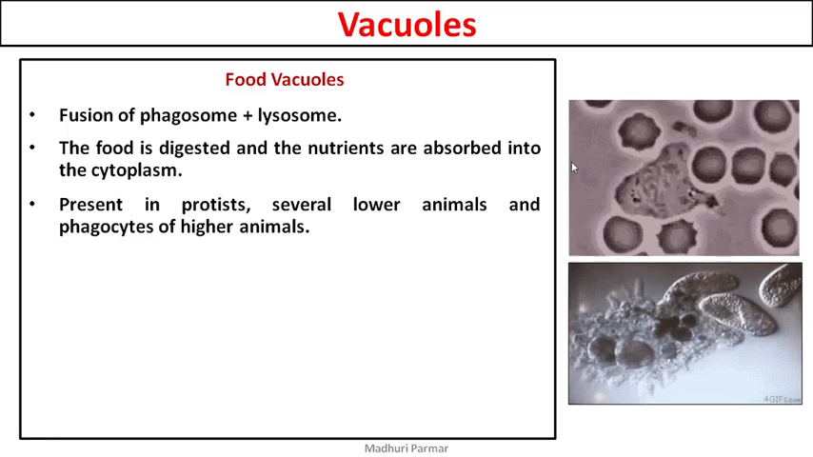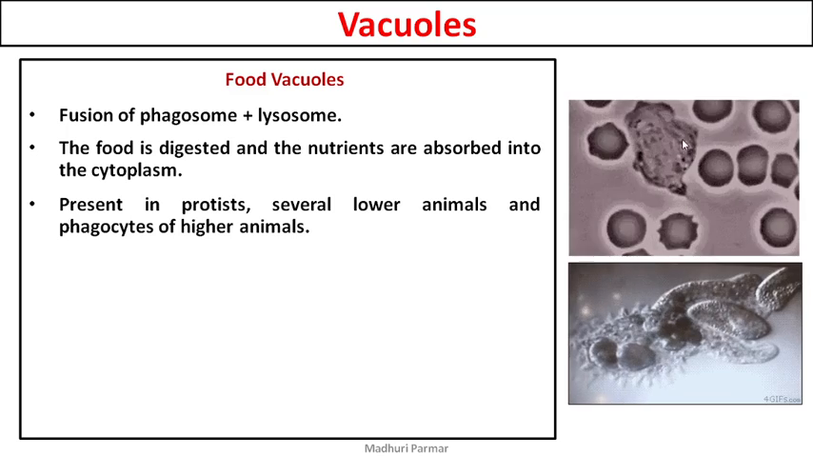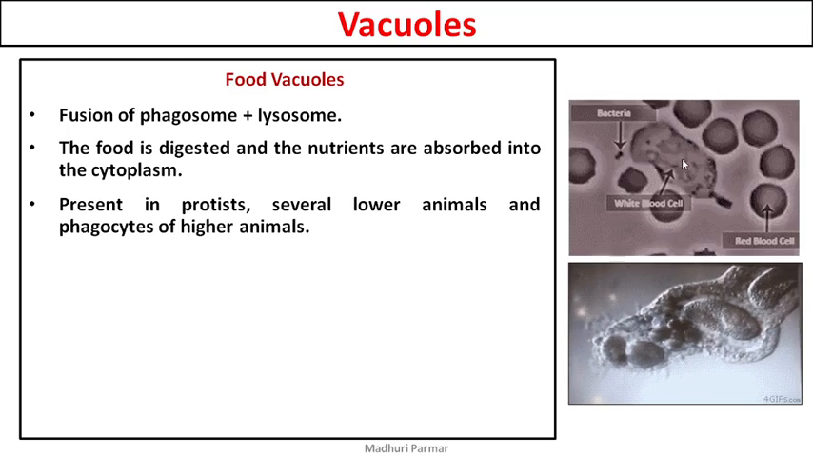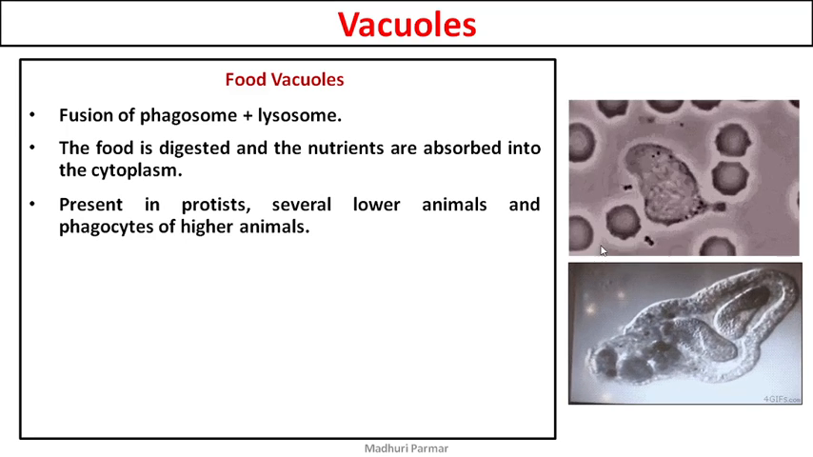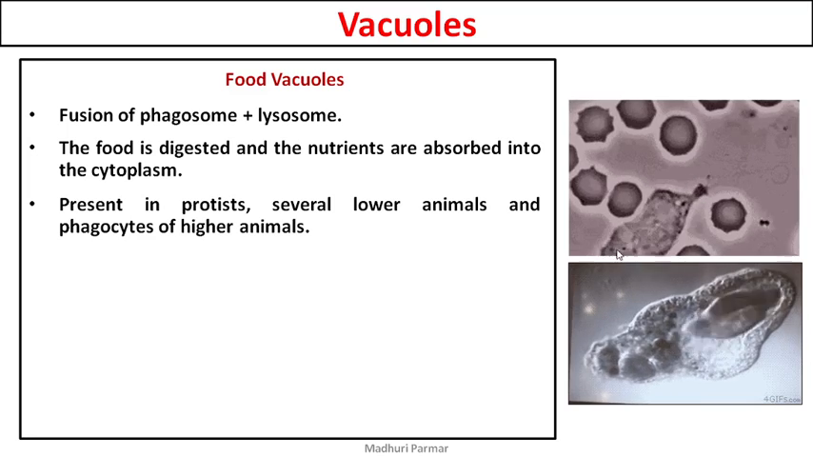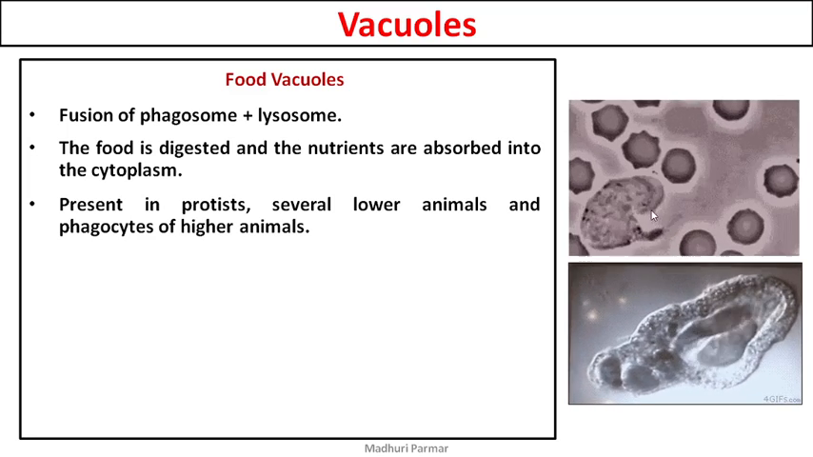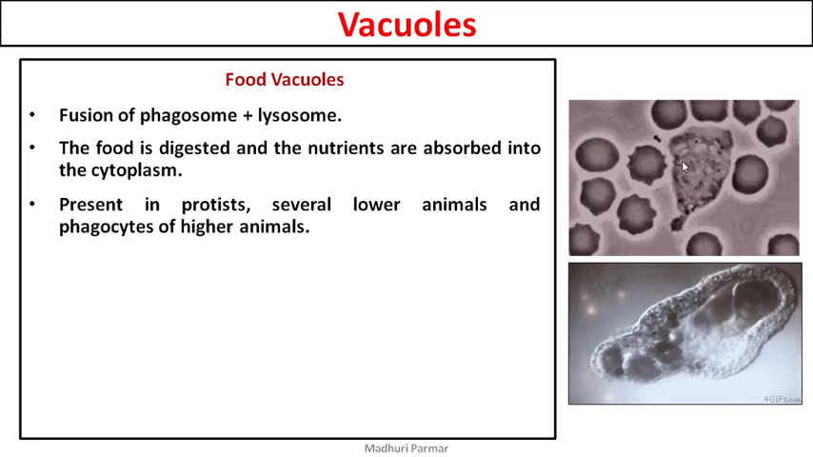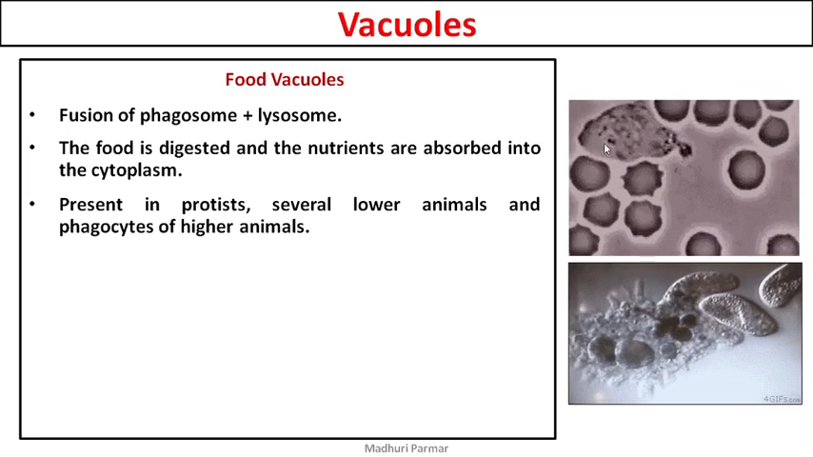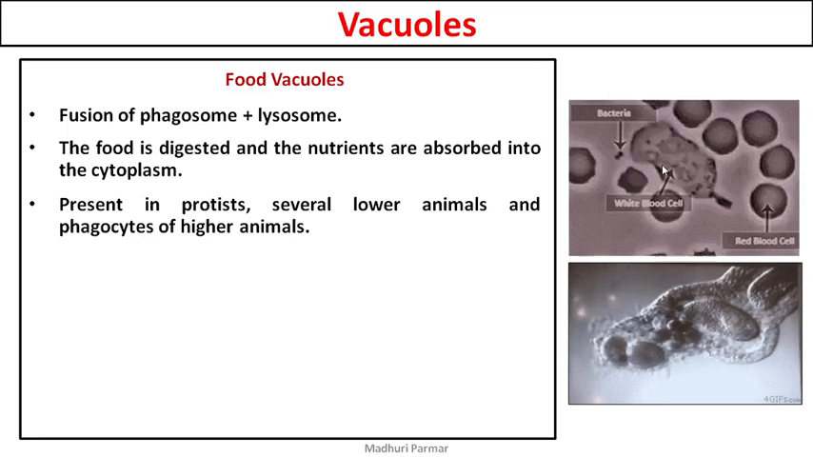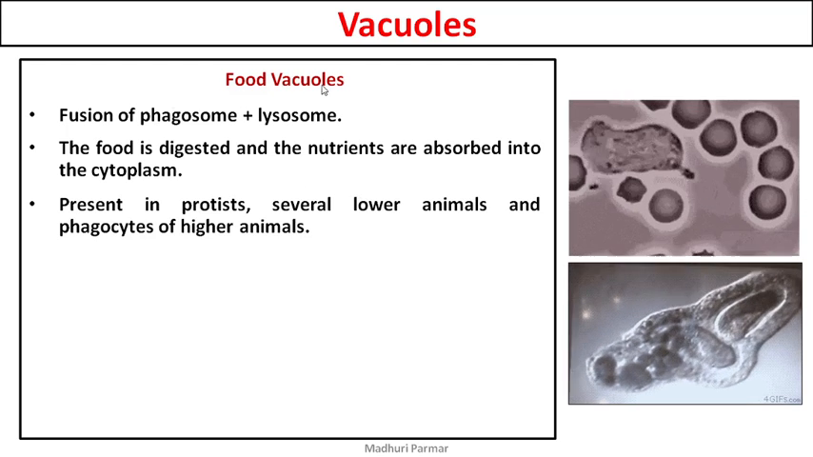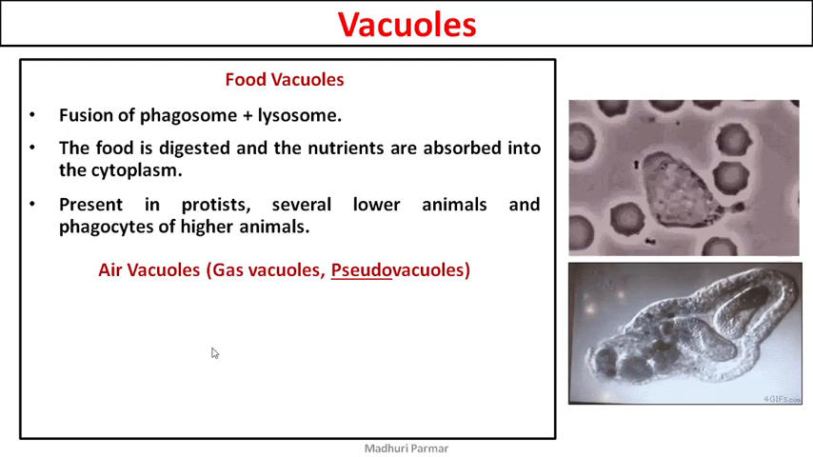This food vacuole you can even see in your WBCs. This is your white blood cell. It is following the black colored dots, which are the bacteria. It will keep on following, and then you will see that it will swallow it. Now the bacteria are present inside the cell in the form of food vacuoles.